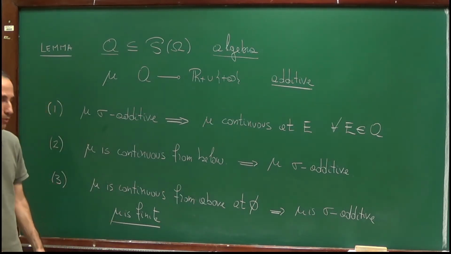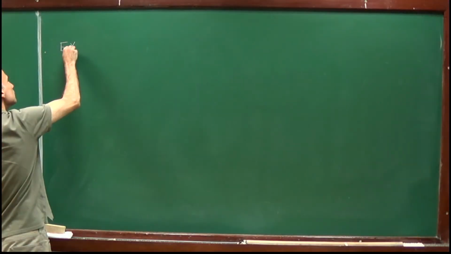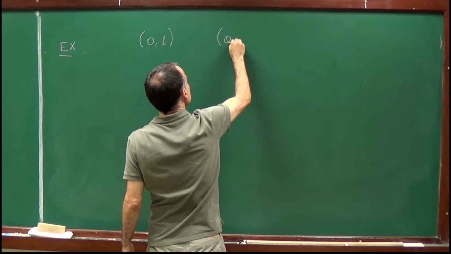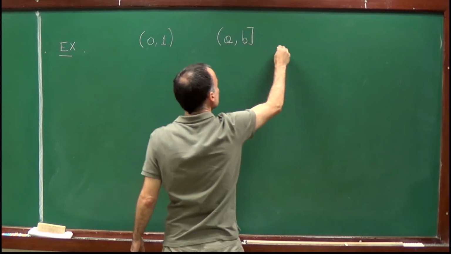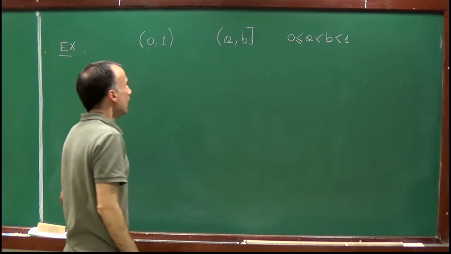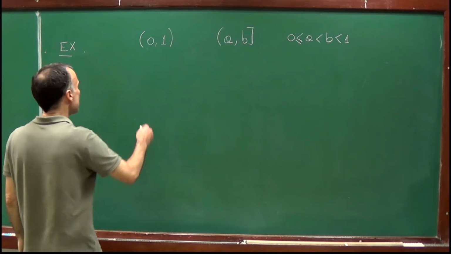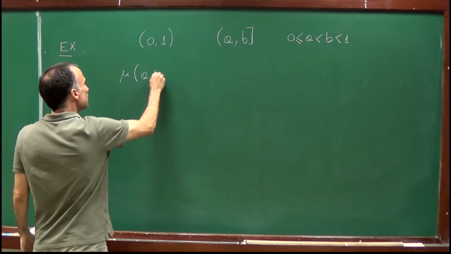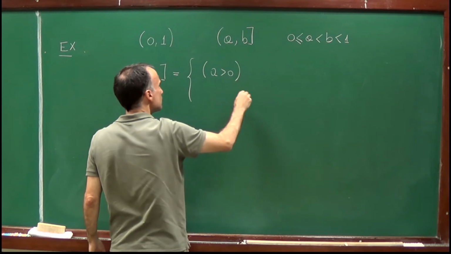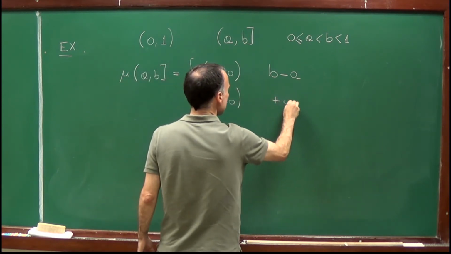I just want to make a remark about this condition, that mu is finite, and for that let's recall an example which I introduced. So the example was in the interval 0, 1. We consider the algebra formed by the sets (a, b], where a and b are between 0 and 1. And so the algebra is just formed by finite unions of such sets. And we have defined mu of (a, b] to be, in the case in which a is strictly greater than 0, just the length of the interval, b minus a, while if a is equal to 0, we define that as plus infinity.